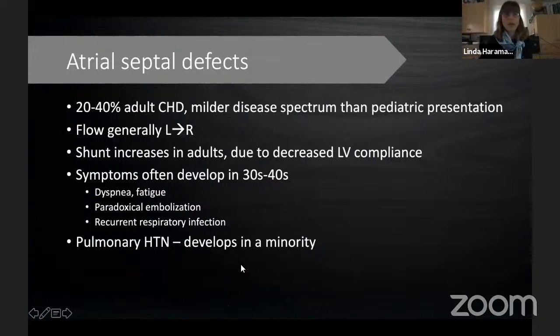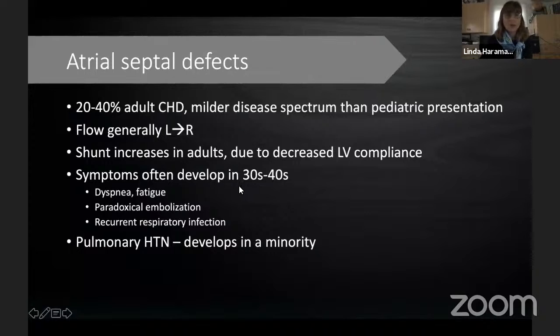In adults, when there's a shunt congenital heart disease presentation, ASD is about 1/3 of all cases. And as I mentioned, it has a milder disease spectrum than the pediatric presentation. However, the flow is generally left to right, with shunt increasing in adults due to decreased left ventricular compliance. And because of the decreased compliance due to comorbidities, symptoms will often develop in the 30s or 40s, or even later on in life. And I'll show you some examples of presentations kind of in the geriatric age range.